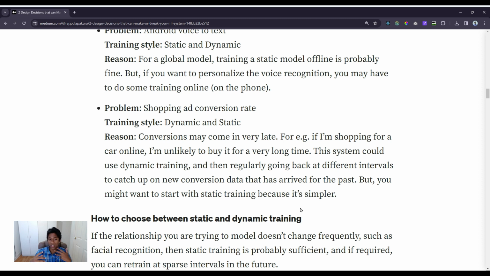So this system could use dynamic training and then regularly go back at different intervals to catch up on new conversion data that has arrived from the past. So if we were trying to predict the conversion rate for this particular system, we would want to catch up on data that has arrived from the past, and we would want to update the model and retrain it based on that new data. But we might want to start with static training because it's simpler and easier to test.